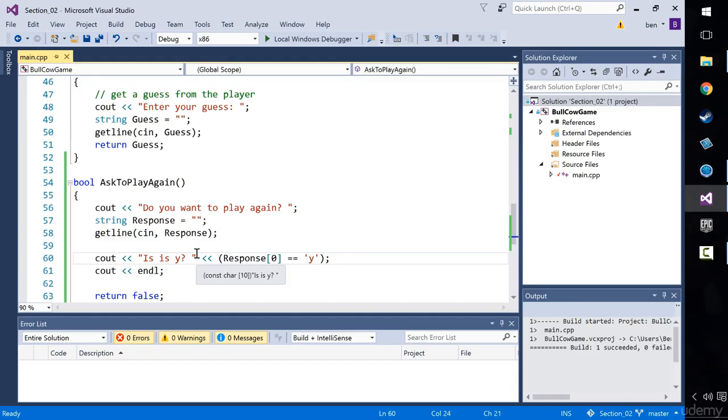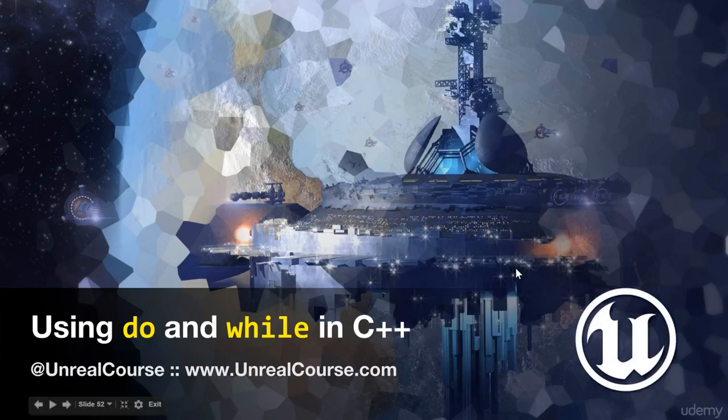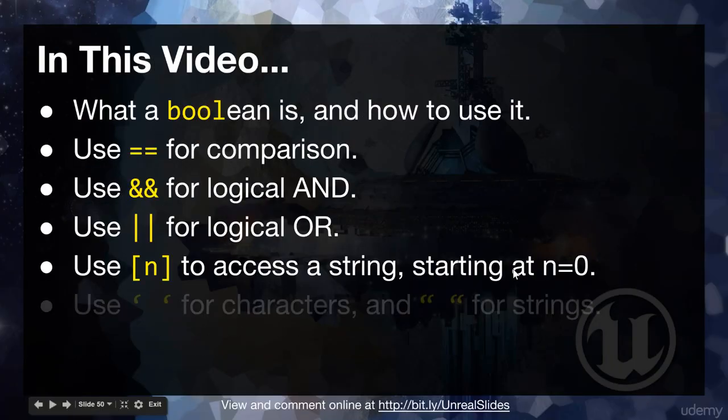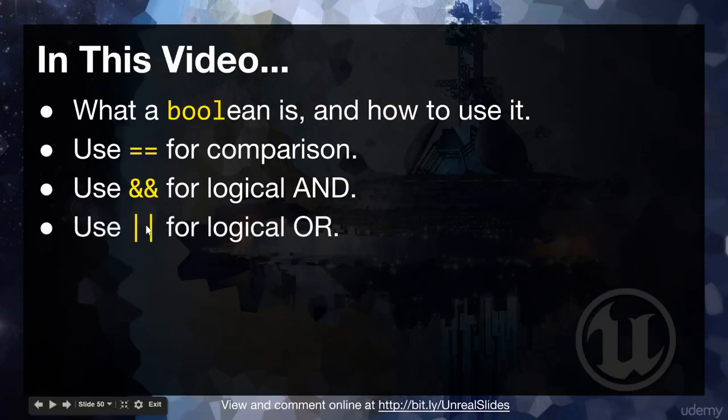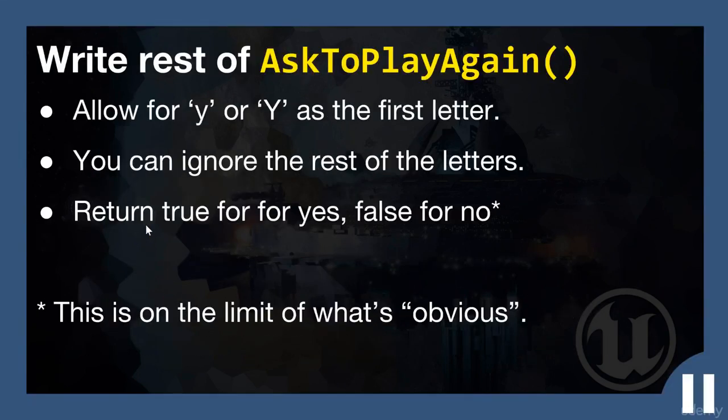So I've got a challenge for you just to finish this method off. What I want you to do is write the rest of ask to play again. I want you to allow for both Y and big Y as the first letter. Remember I told you about the OR operator at the beginning of the section here, this double pipe at the bottom of the screen. See if you can work out how to use that. And then I want you to ignore the rest of the letters in the word, as we started doing, and then return true for yes and false for no.